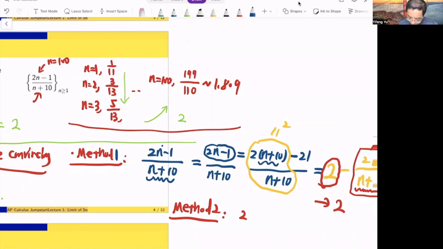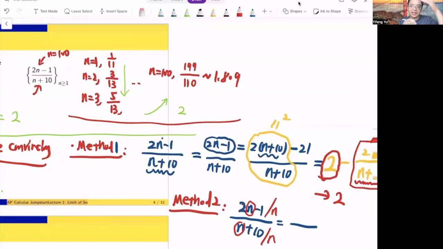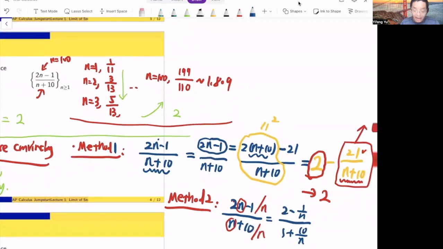All right, so let's do it. I have this (2n minus 1) over (n plus 10). I'm going to divide by n on the numerator and the denominator. This does not change the value because I just divide both by the same number. So what I get is 2 minus 1 over n on top, and 1 plus 10 over n on the bottom.